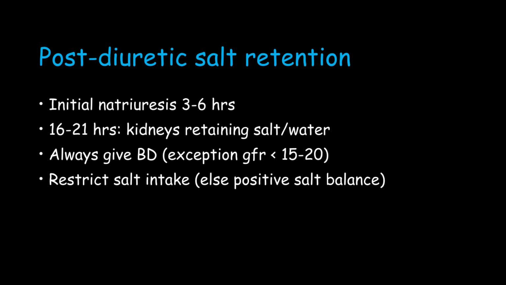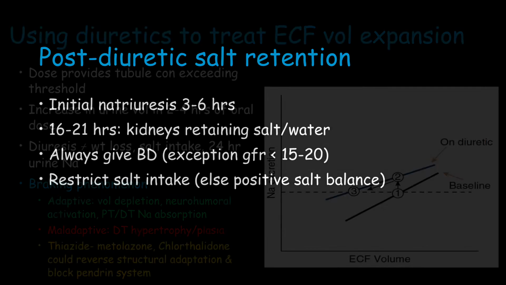Let's see what happens if you give furosemide once a day. Initially there will be a phase of natriuresis which would last for 3 to 6 hours. Subsequently, for the next 16 to 24 hours, kidneys would try to retain salt and water. That's why it's very important to give furosemide in at least twice daily doses, except for conditions where kidney function is less than 15 to 20. Also, try to restrict salt intake, otherwise the person would end up in positive salt balance.